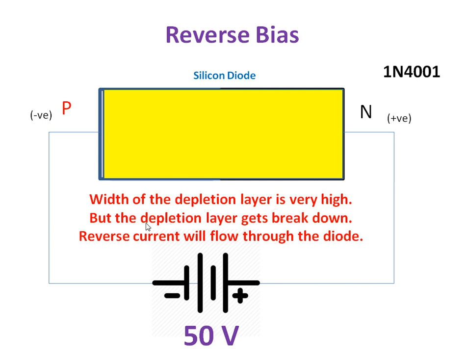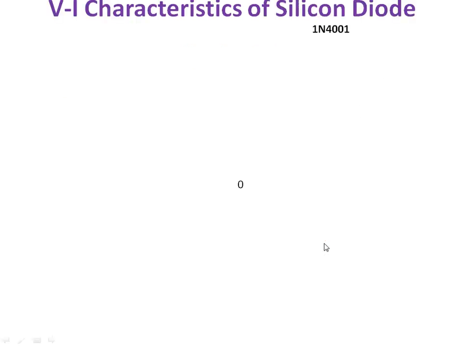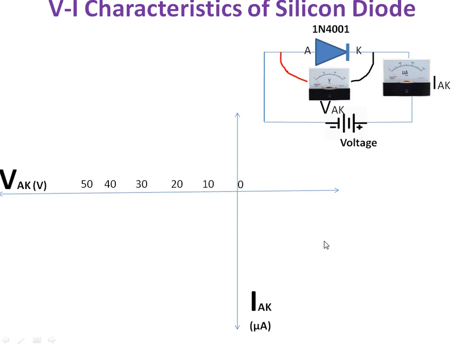So the width of the depletion layer becomes very high, but then the depletion layer breaks down, and reverse current will flow through the diode. So let us consider the VI characteristics of a silicon diode. If I apply 0 volt, no change. If I apply 10 volt, there will be a small amount of current flowing through the diode. At 20 volt, 30 volt, when the reverse bias voltage increases, correspondingly the current also increases.